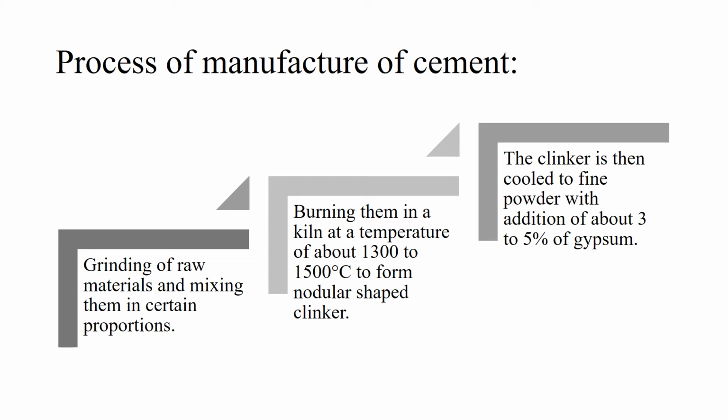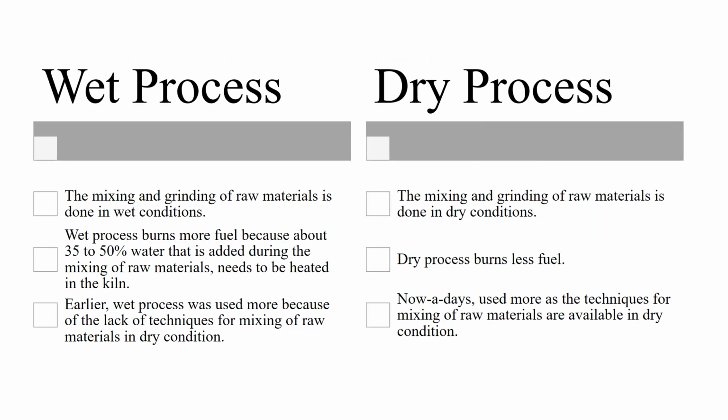The clinker is then cooled and ground to fine powder with addition of about 3 to 5% of gypsum. Gypsum is used to prevent the flash setting of cement. The product formed by using this procedure is Portland cement. The fancy name of Portland was given owing to the resemblance of this hardened cement to the natural stone occurring at Portland in England. There are two processes, wet and dry, used in the manufacture of cement.